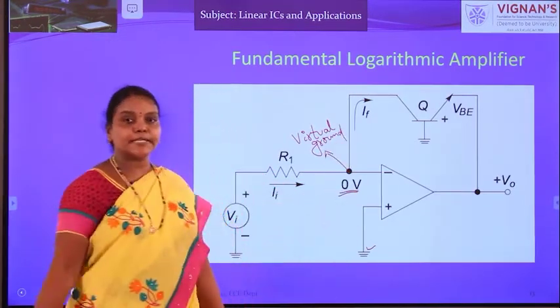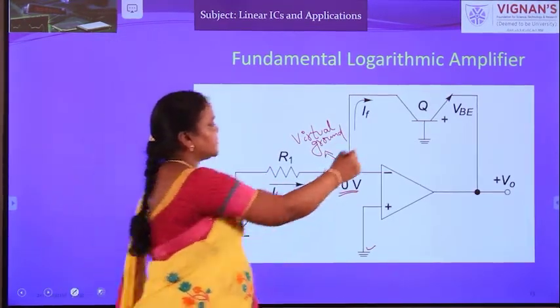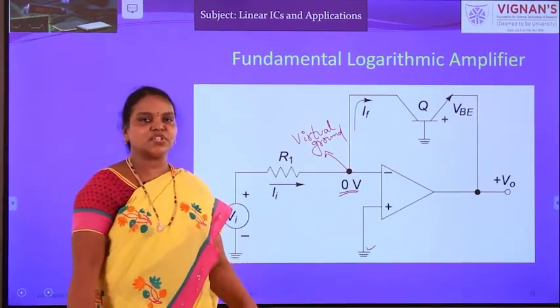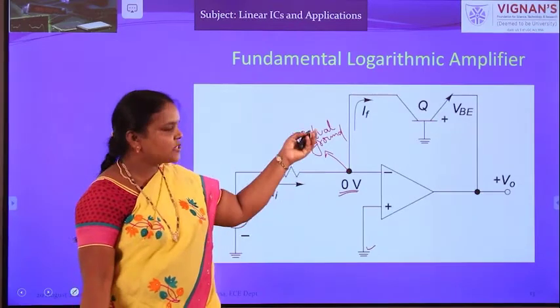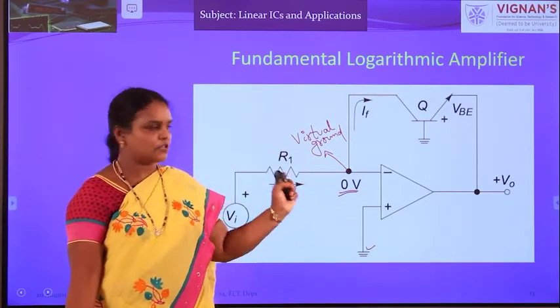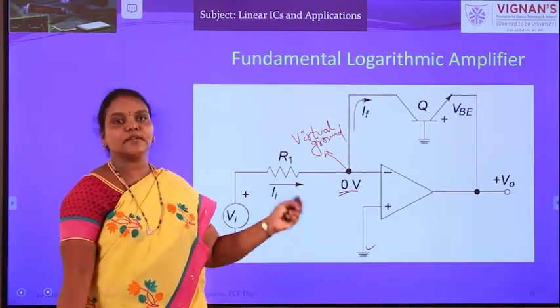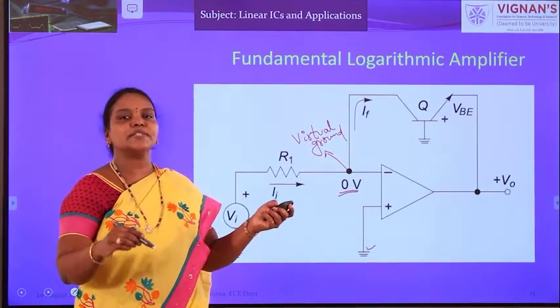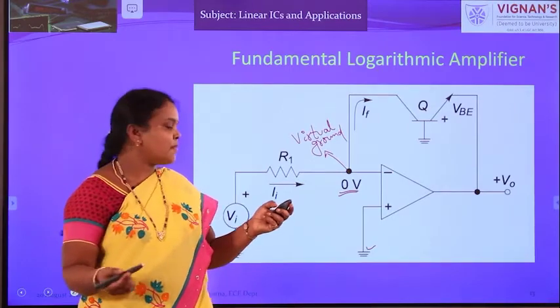Okay, it is called virtual ground. Now its base is grounded, collector is also grounded, so the transistor acts like just a diode. So in the place of this transistor you can place a diode also. Then it behaves like a logarithmic amplifier. Now let us see the analysis of how it is giving you the output as logarithm of input.